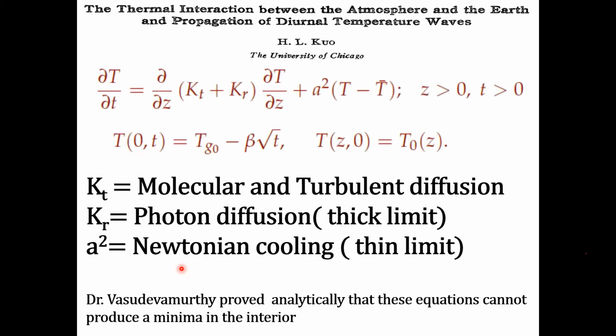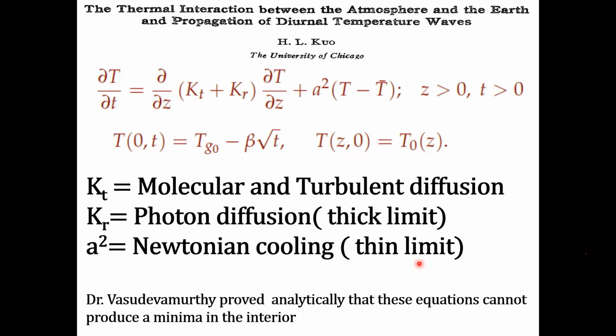Now, the first thing that Vasudeva tried is a model in which you assume that photons are either absorbed very strongly, as in the 6.3 micron band. This is called the thick limit. That is, the absorption coefficient times the length scale is very high. Okay. And then a diffusion approach is valid. So then you can add the diffusion through photons to the diffusion by molecules. This model was proposed by Kuo more than 50 years ago. Then the second term is to do with cooling through that low absorption region near 10 micron. This is called Newtonian cooling, the thin limit, where absorption is very weak.